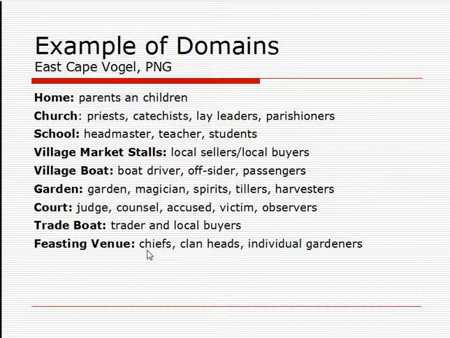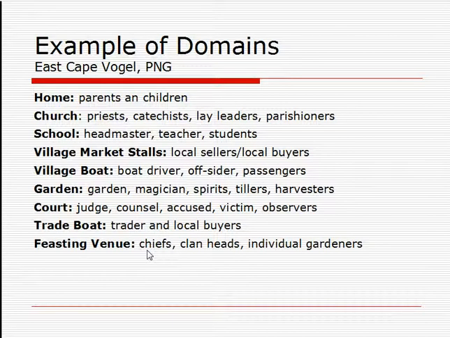For example, here is a list of domains from East Cape Vogel in Papua New Guinea. So there is, in this particular culture, the home domain, the church domain, the school domain, village market stalls, village boat, which I think is a very interesting one, that a different set of language would be used in this village boat setting. It must be a very important part of the society. The garden, the court, the trade boat, another boat, and a feasting venue. So these are all domains within this society in Papua New Guinea.